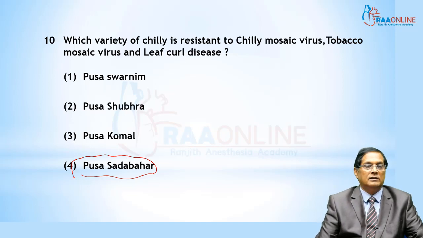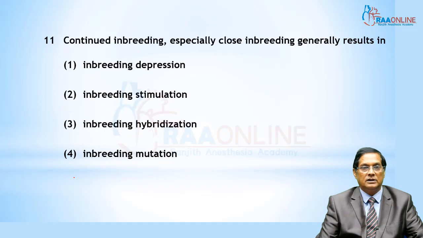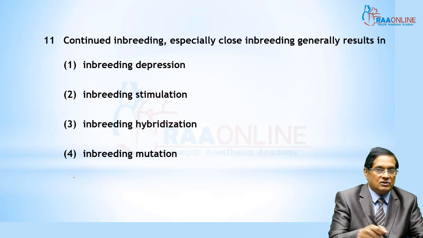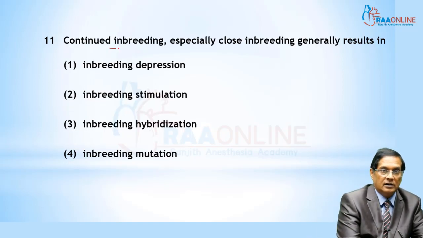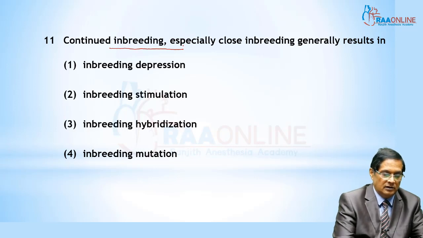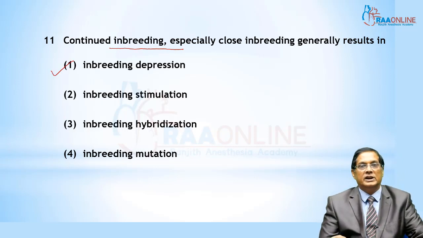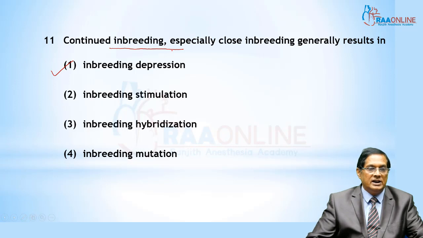And they were discussed in that particular list. That is continued in breeding. The first one is right. That is inbreeding depression: instead of quality enhancing, it declines. This is known as inbreeding depression.